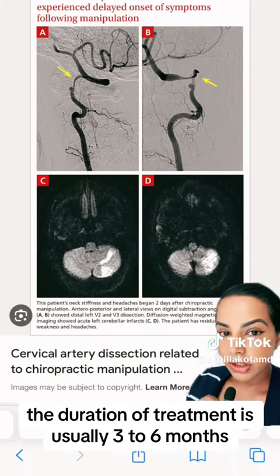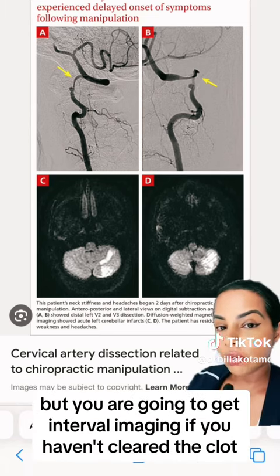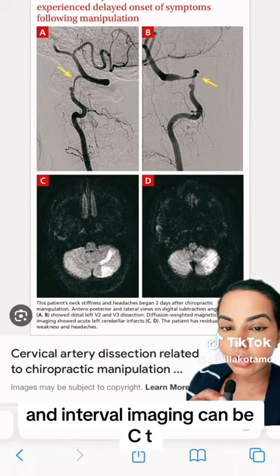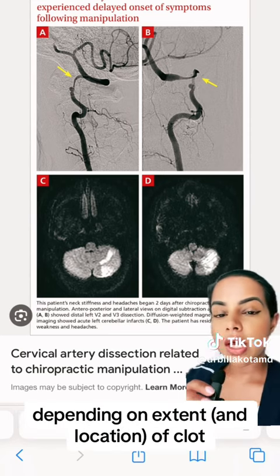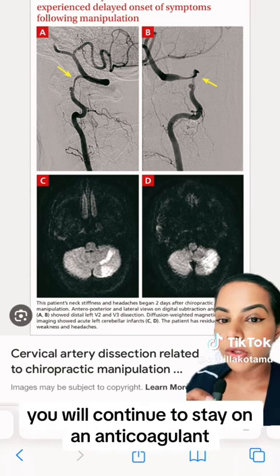The duration of treatment is usually 3 to 6 months, but you are going to get interval imaging if you haven't cleared the clot, and interval imaging can be CT angiogram or ultrasounds, depending. If you haven't cleared the clot, you will continue to stay on an anticoagulant.